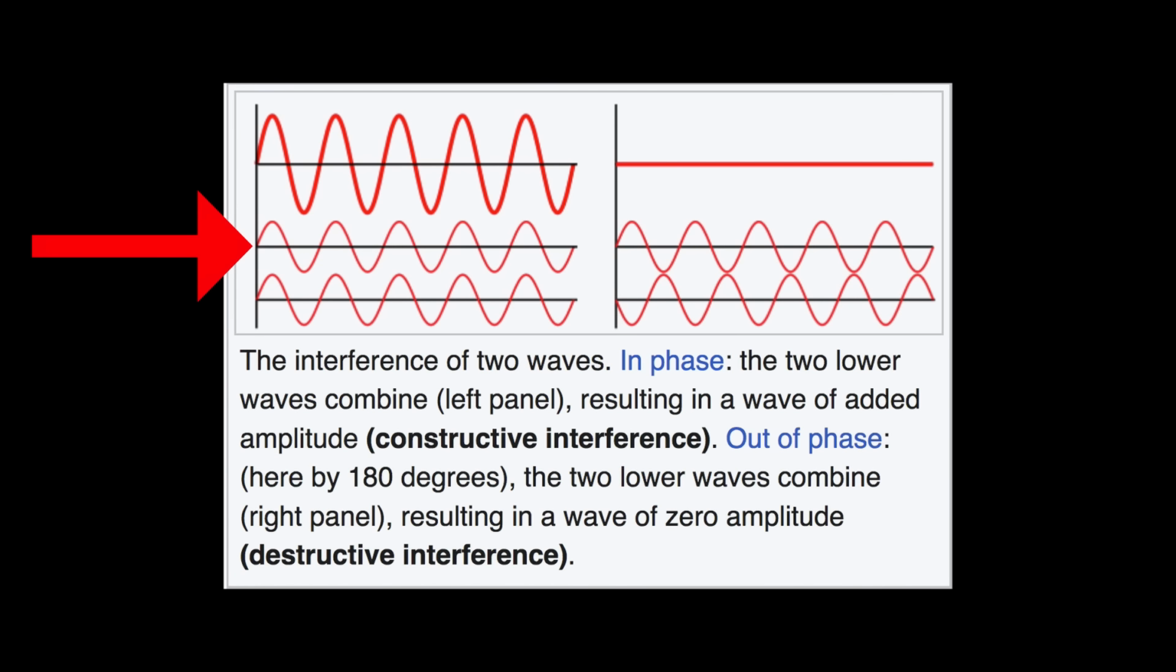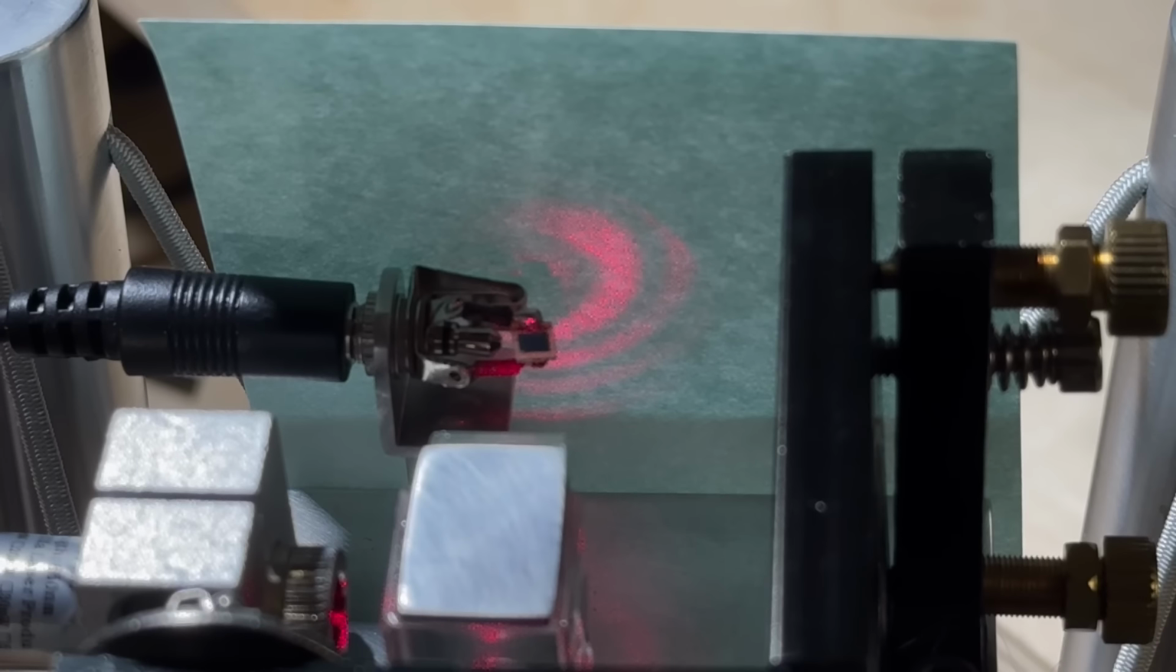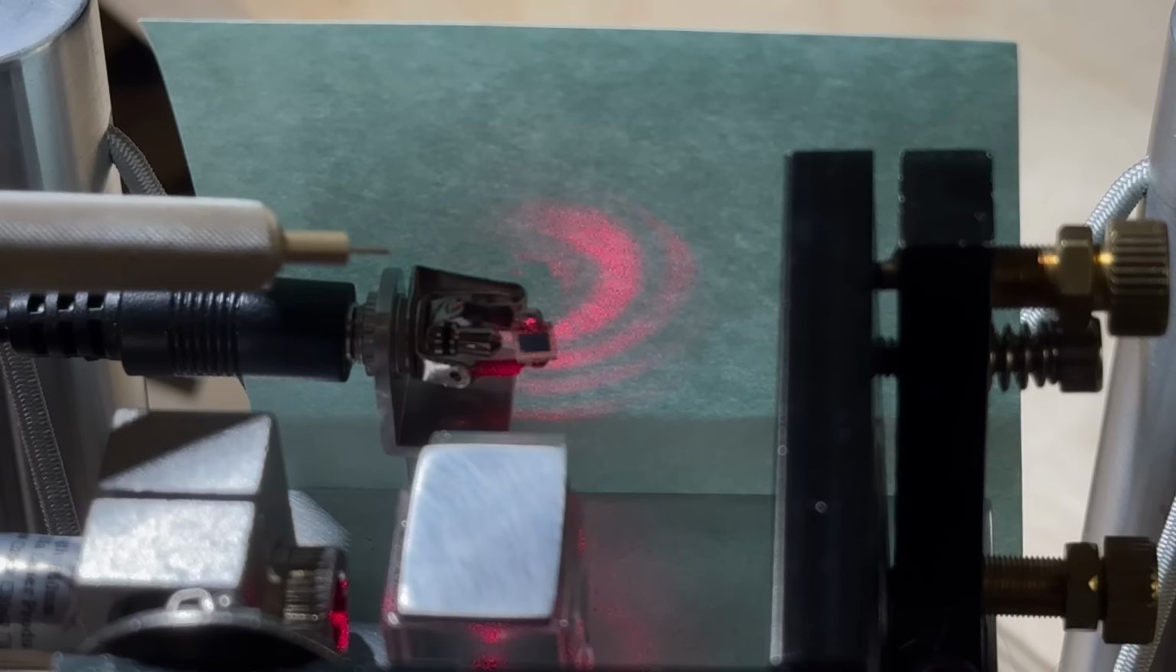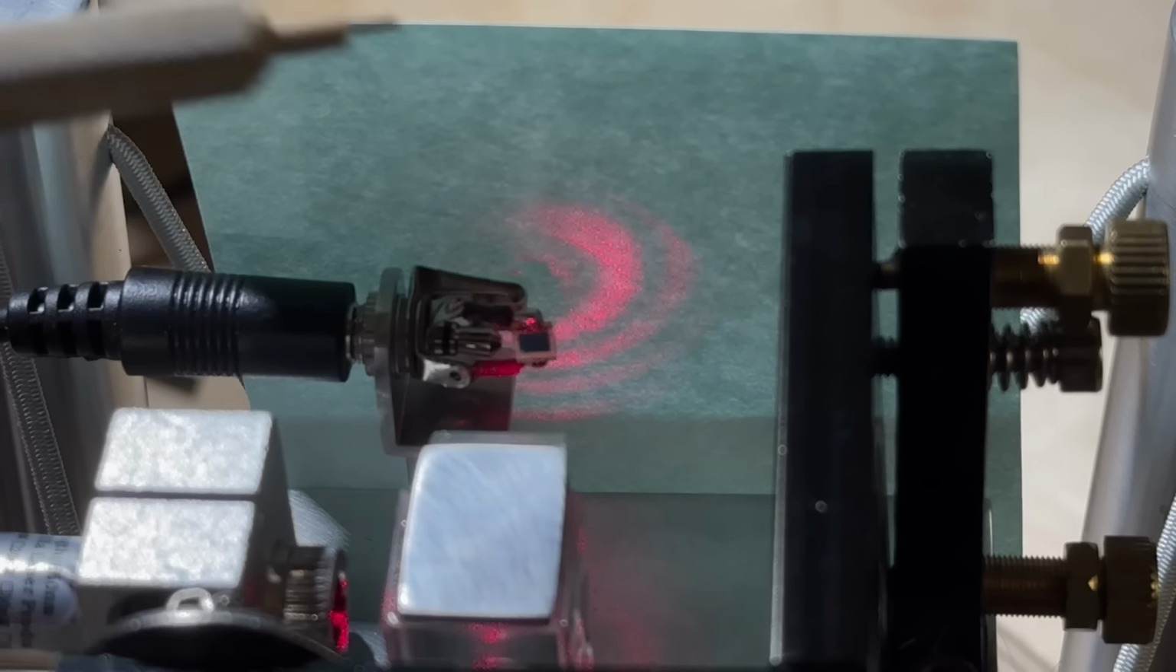If the two beams line up perfectly, they add up. That's what's called constructive interference. If the beams are completely out of phase, they cancel each other out, and that's called destructive interference. You can actually see the light and dark bands where the superimposed beams either add together or cancel out.